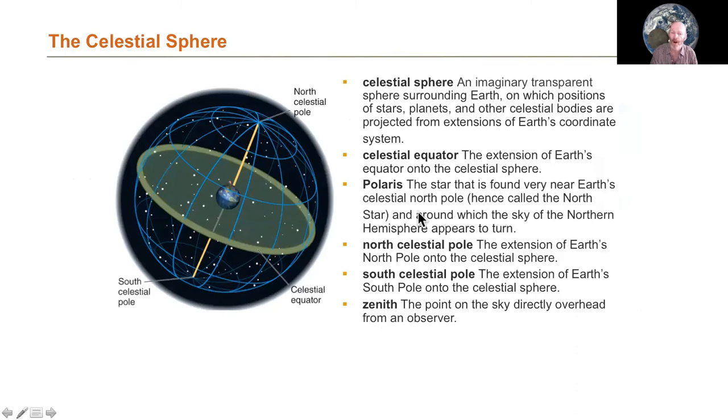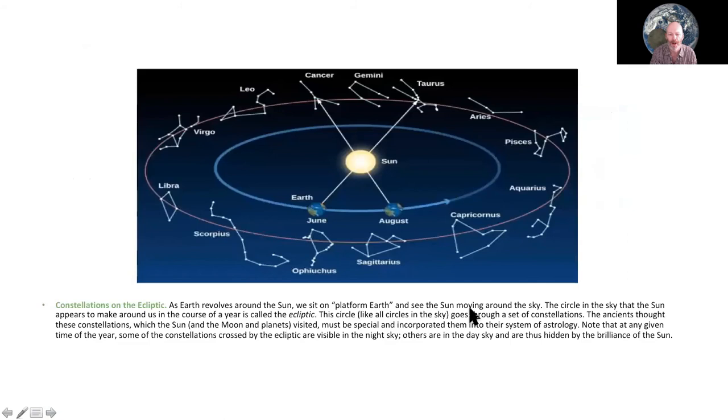We have a star at the North Pole called Polaris. There is no southern polar star. So I'll let you look at these concepts on your own as well.